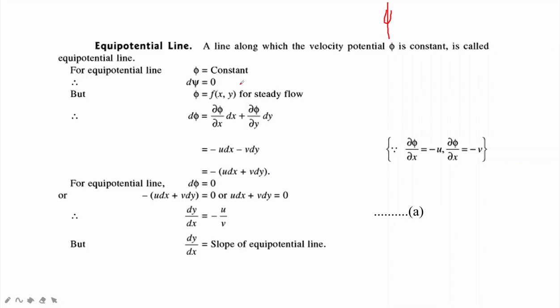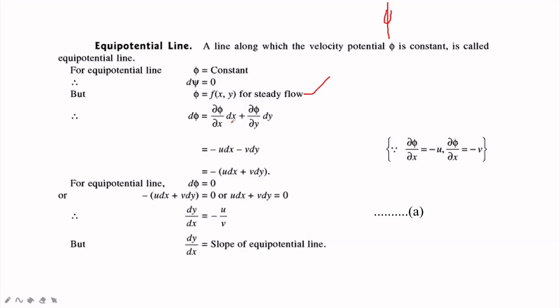So if phi is constant, the change in the stream function will be 0. So phi is a function of x and y for steady flow. So the change d phi is equal to what?